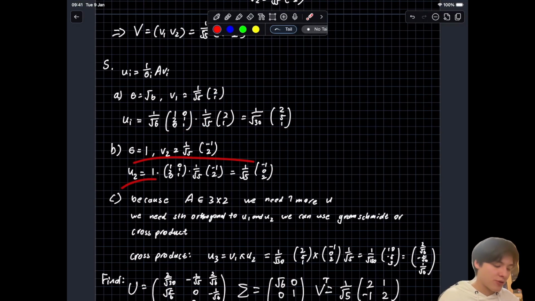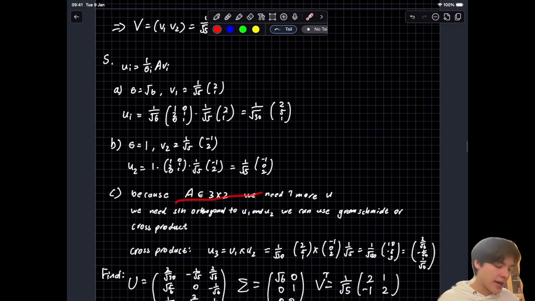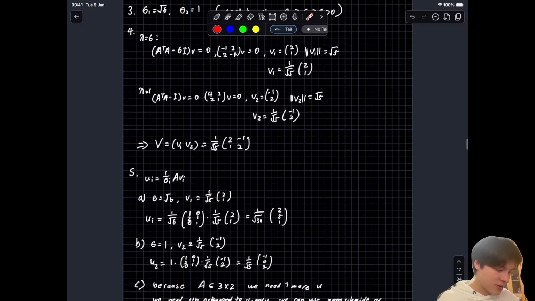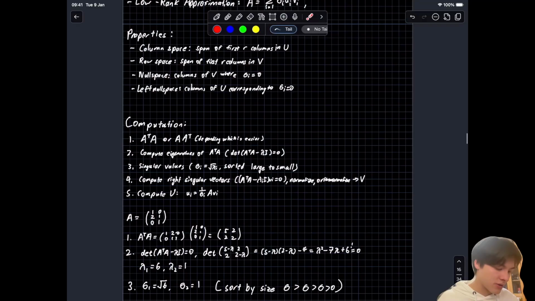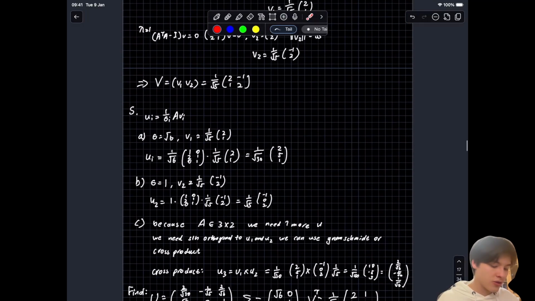We do the same for u2. And because A is 3 by 2, our V was only 2 by 2. So now we need something that's 3 by 3, right? Wait, I'm getting it wrong. Oh, because I have it on the wrong side, right? Because it's U Σ V^T. Yeah, it's U Σ V^T.